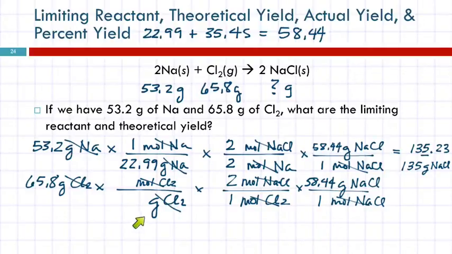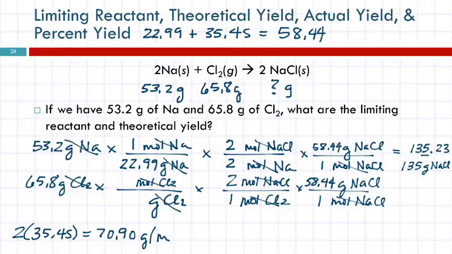I need a molar mass up here. This is an element, but it's a diatomic element. The formula here is Cl2, and so then 1 mole of Cl2 is 2 times the mass of 1 mole of Cl. So that's 70.9. So 1 mole of chlorine weighs 70.90 grams.